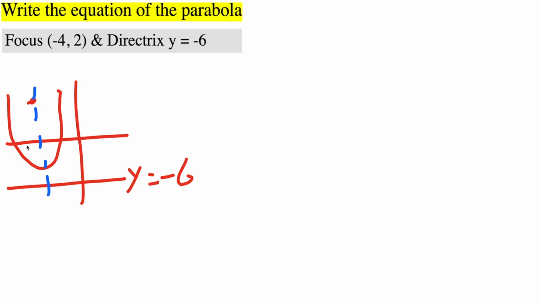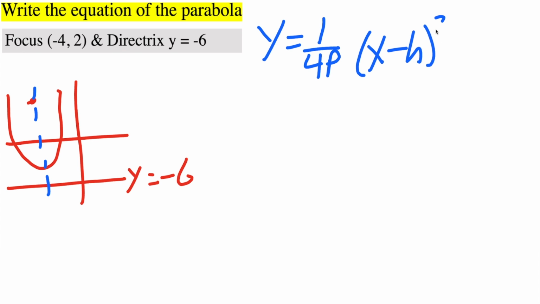Now, because we have a vertical axis of symmetry, we know which equation to use. It's going to be y is equal to 1 divided by 4p, parentheses, x minus h, close parentheses, squared plus k. So that was step 3. Now we need to determine the vertex, h and k. So this is important. This point right here is going to be (h, k).